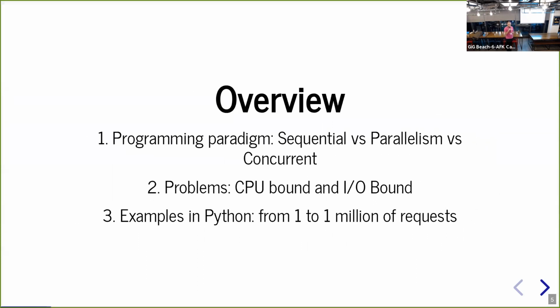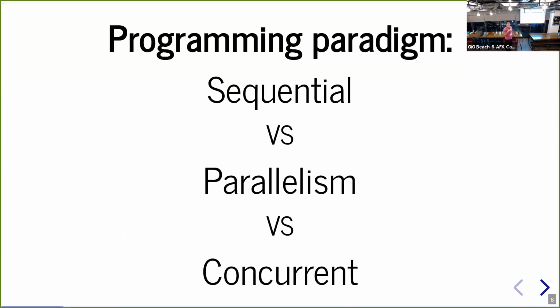Here is the overview of the presentation. First, we will start a conversation about how to create a faster crawler. It's necessary to discuss a little about programming paradigms, and then we will speak about what is sequential, what is parallelism, and what is concurrent programming. And then we will see the differences between these three models. And after this, to create a crawler, it's necessary to understand the type of problem: what is a CPU-bound problem, and what is an I/O-bound problem. And after you see this, you will see examples in Python of how to create a good crawler, from one request to 1 million requests. And then we will show a comparison of these options and which is the best in many situations.